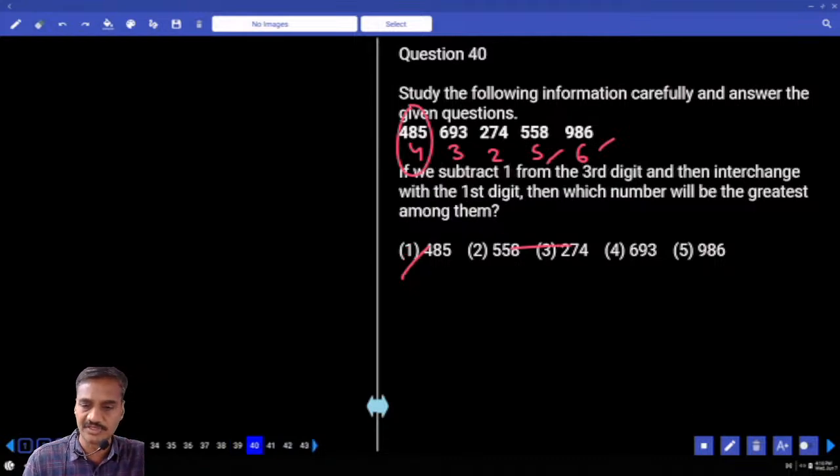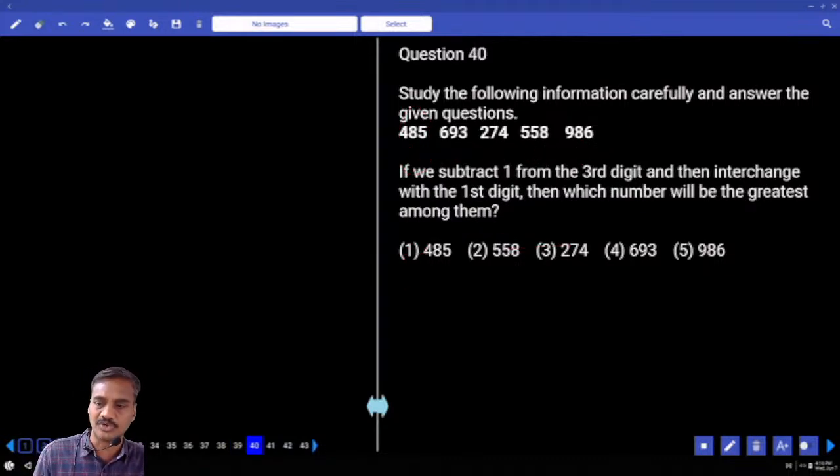The next one, 40th. Now if we subtract 1 from the third digit and then interchange with the first digit, which number will be the greatest among them? And subtract first 1 from the third digit and interchange with the first. That means 5 minus 1, 4. Now from each of these we are subtracting the same number, right? And the value remains always the same. Then 5, 3, which is greatest? Now which is the greatest? 8 is the greatest. Choice 2.